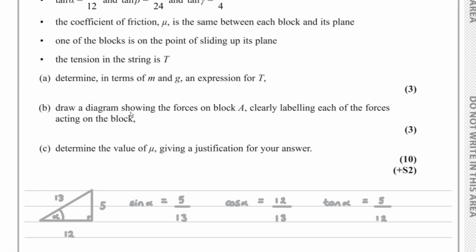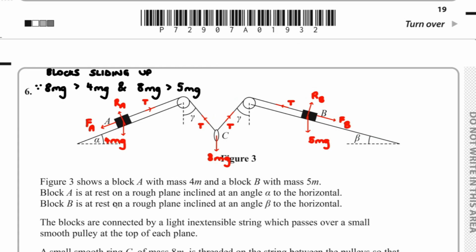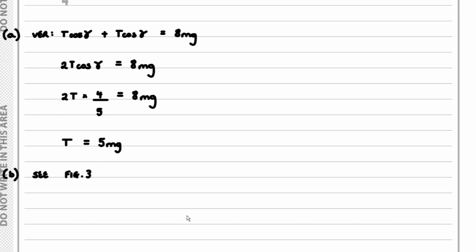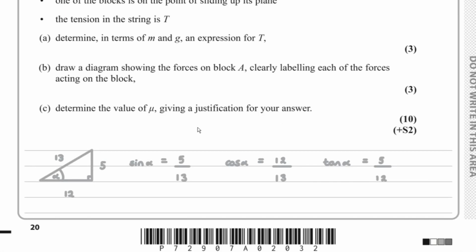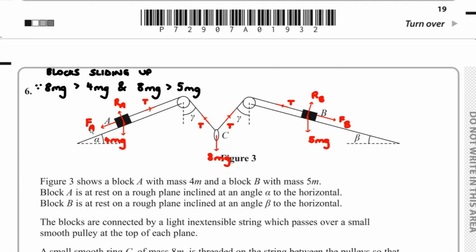Part B, draw a diagram showing the forces on block A, clearly labelling each of the forces acting on the block. Well, that's what we've done over here. So for part B, see figure 3. Part C, we have to determine the value of mu, giving a justification for your answer. Well, the way we will do this is we will look at block A and block B separately.